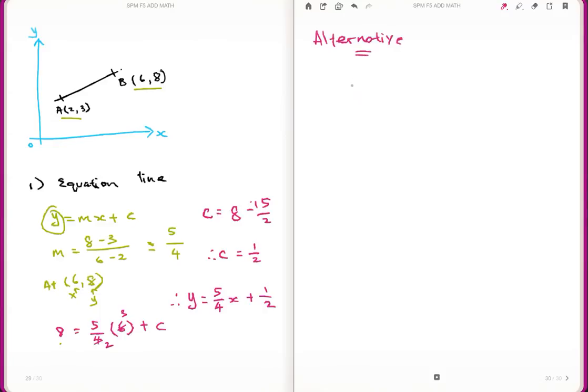Alternatively, you may make use of the equation m equals y2 minus y1 over x2 subtract x1. The denominator, you bring it up: y2 subtract y1 equals m times x2 subtract x1. You may make use of this equation and you still give rise to the same method. I'm not going to talk about this because we will definitely come to this kind of question in the following chapter.